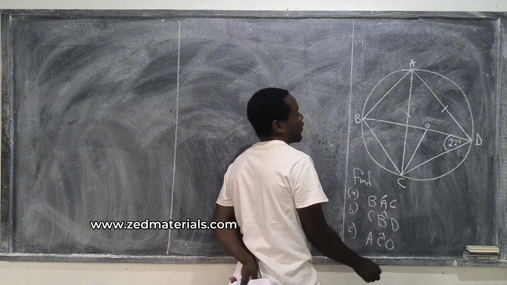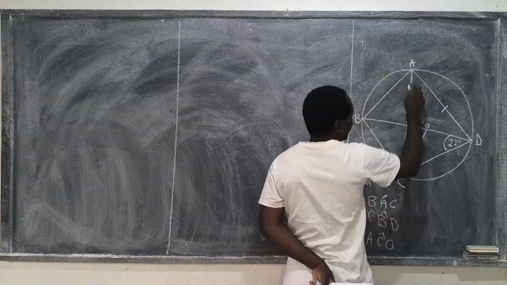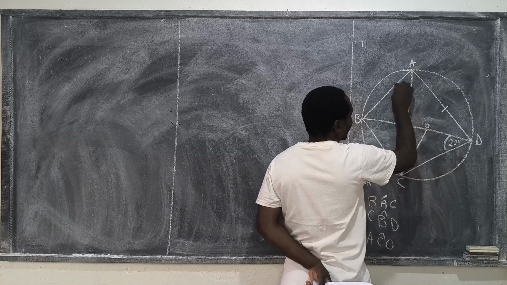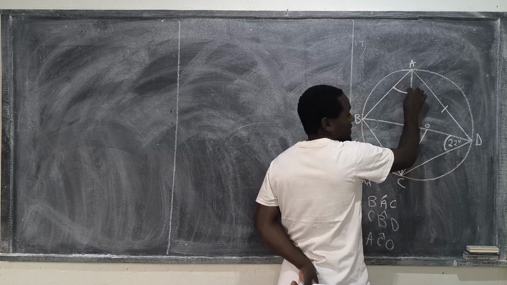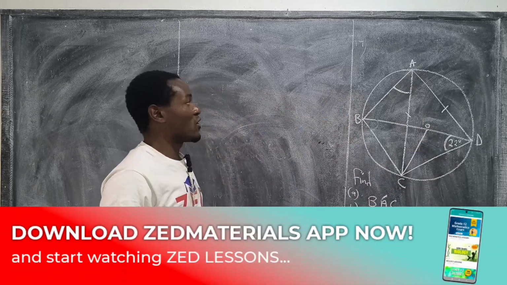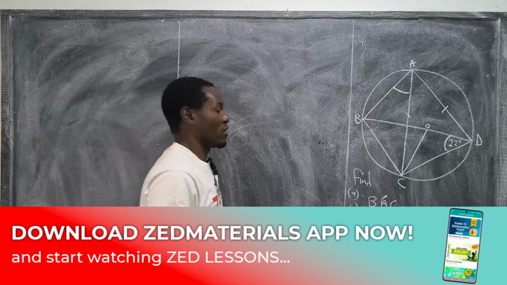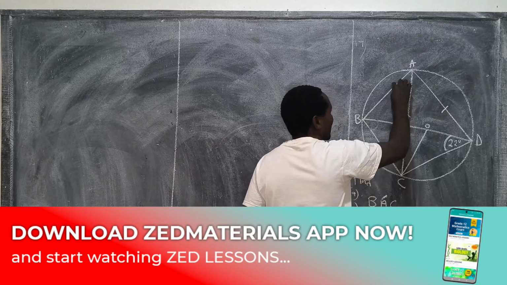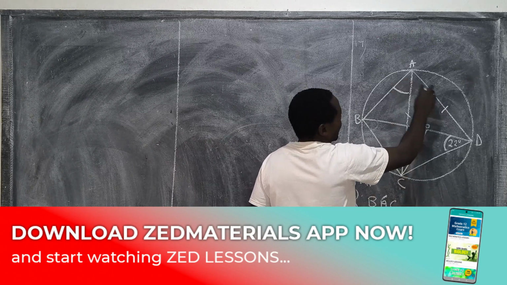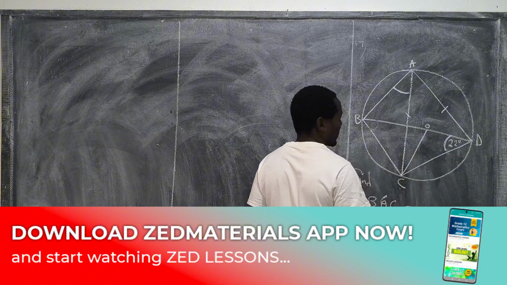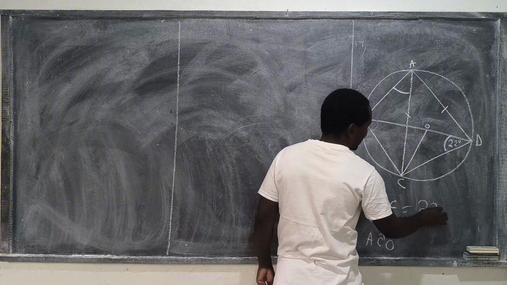So how are we going to find angle BAC? This angle here is equal to this angle, angles in the same segment. When you go to the Z material under this topic, we explained this second theorem, grade 11 topic, and the rules are there. It is the theorem that deals with the same segment. All right, this is 22 degrees.